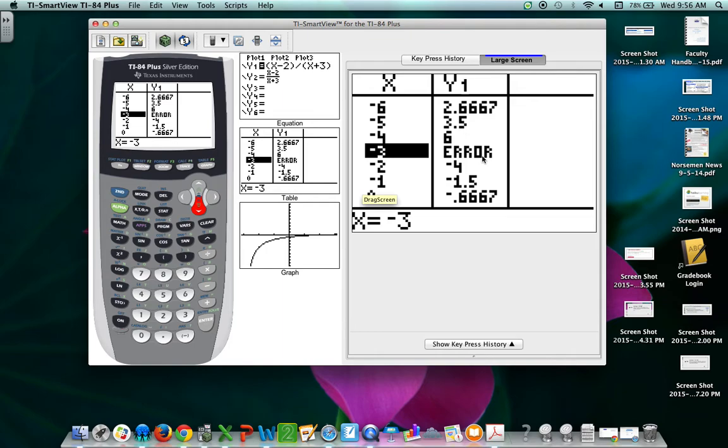And that's it. So that's what you're doing for getting your table. Plug it in your y equals, search out that error message.